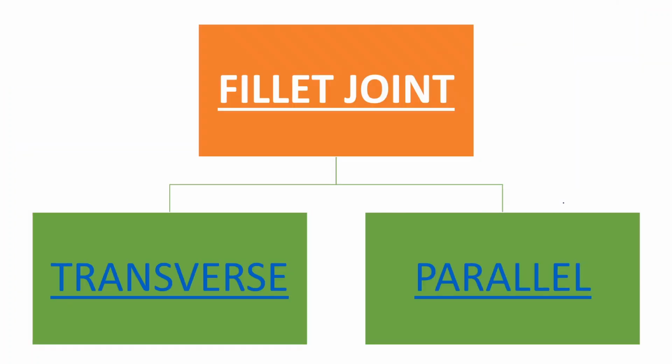Now, a fillet weld is also divided into two categories. The first is the transverse fillet weld, and the second one is your parallel fillet weld. I have already explained both types of fillet welds in the first lecture, but let's see once again what is a transverse fillet weld and a parallel fillet weld.